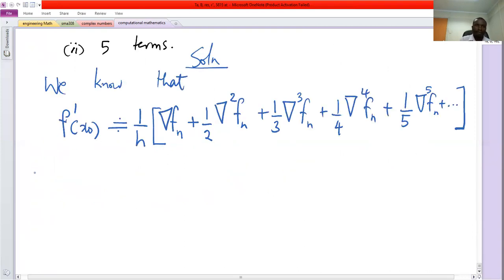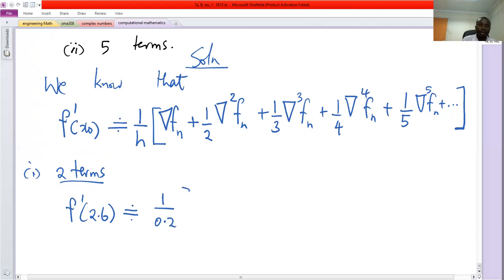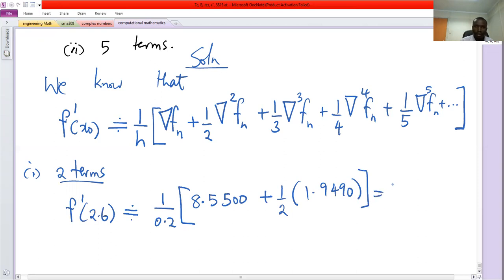So our first question, first 2 terms, means you'll stop at this second backward difference. So therefore, you will say f prime at 2.6 is approximately, so h, the spacing between x values in this equation, is 0.2. And then from that table, the first backward difference is given by 8.5500 plus a half into 1.9490. And when you work out this one, you get 47.6225.